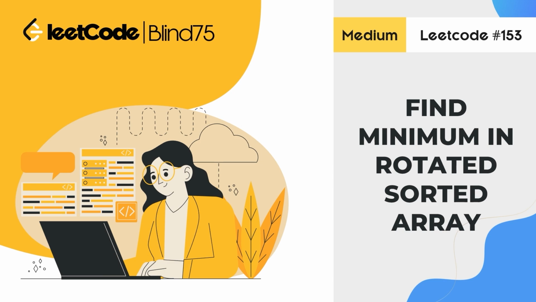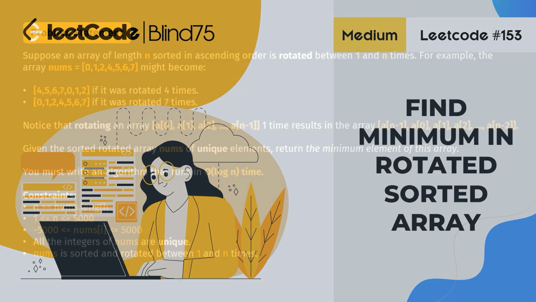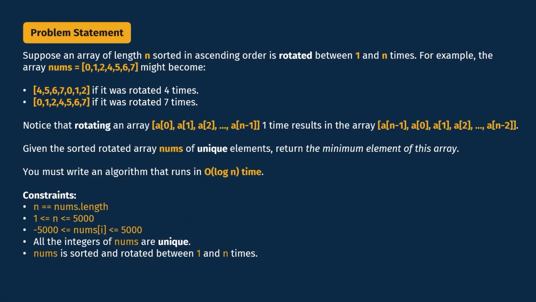It also shows how small tweaks in comparison logic can lead to big improvements in efficiency. The minimum in rotated sorted array appears in many applications, from system optimization to searching in partially sorted datasets. So, let's dive in and see how we can solve this problem efficiently. Let's start by understanding the problem statement.